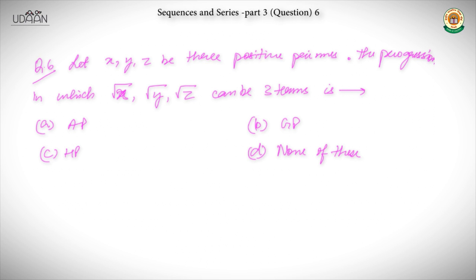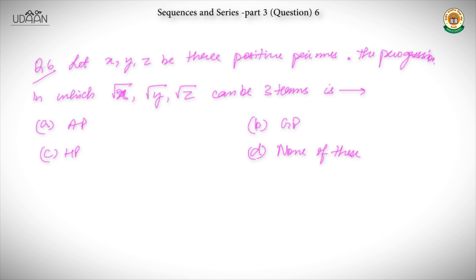So we're looking at question 6 now. It says let x, y and z be three positive primes. The progression or progressions in which root x, root y and root z can be three terms is. So we have to check all these and find out which of these progressions can have these terms root x, root y, root z, where x, y and z are three positive primes.